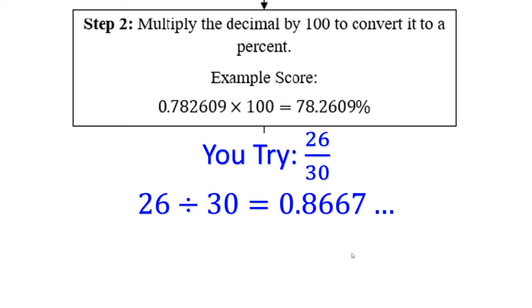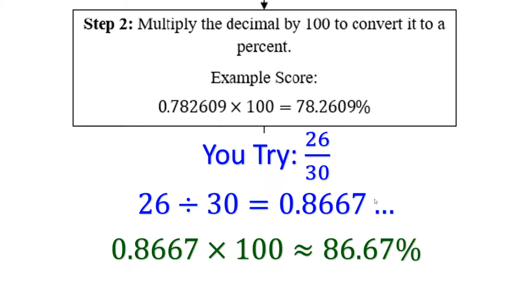Now, step two is that you take the decimal you got in your calculator and multiply it by 100 in order to convert it to a percent. So in the example here, you take the number from your calculator times 100, and now this is a percent. Please try that with the U-Try. What would this number, rounding to 4 decimal places, become as a percent?